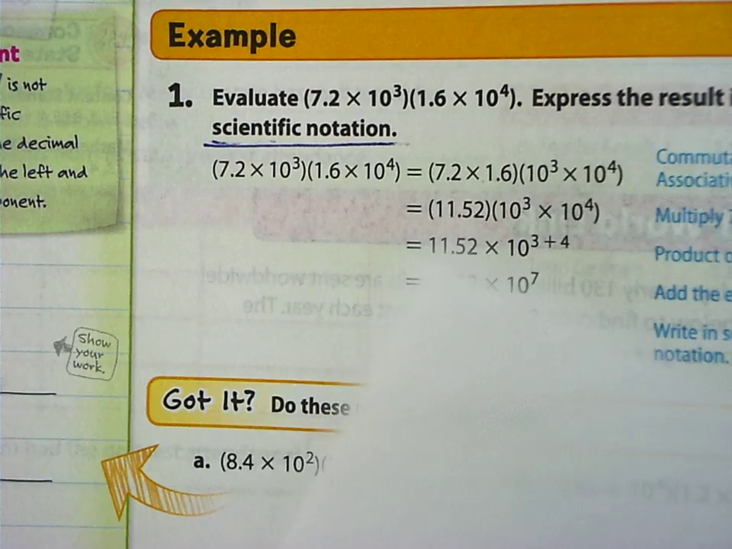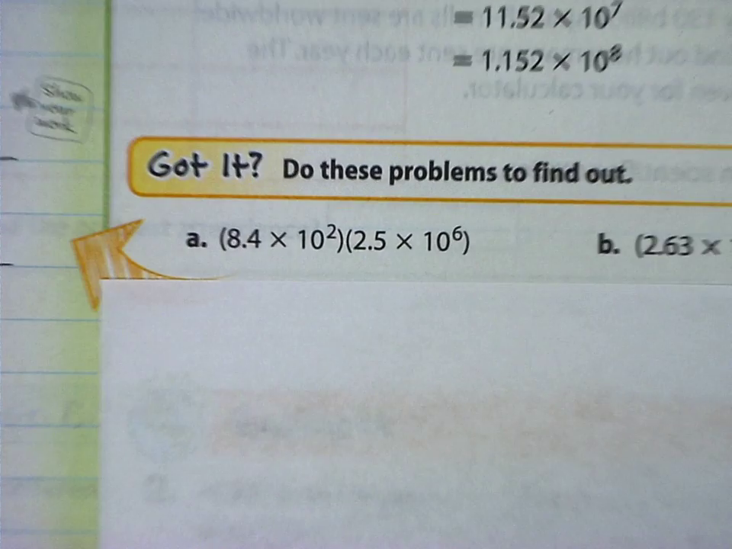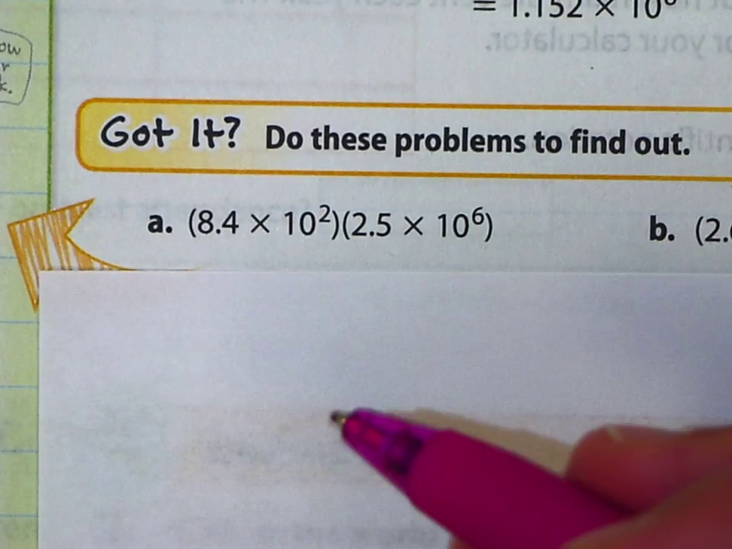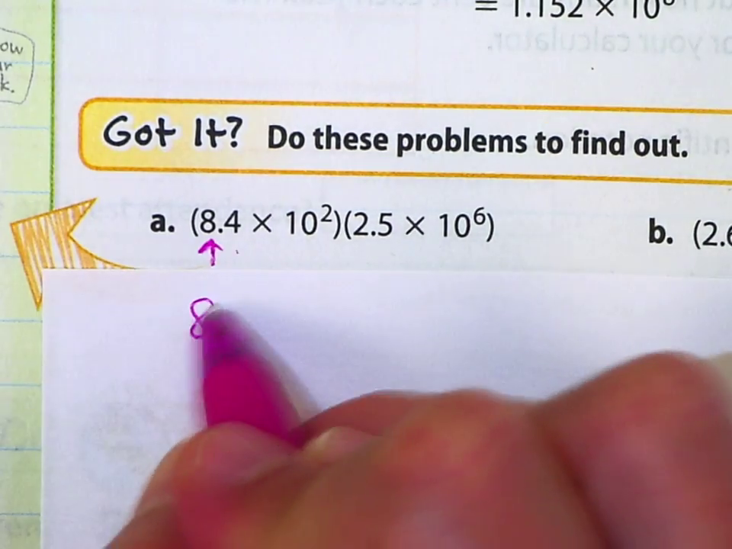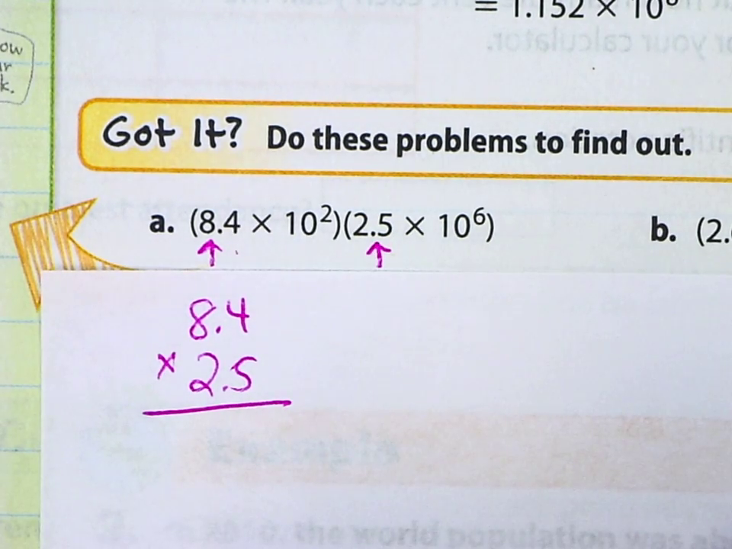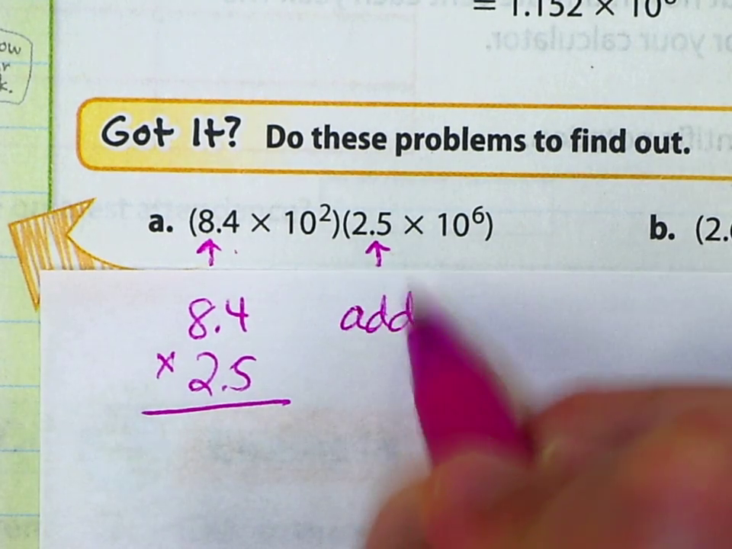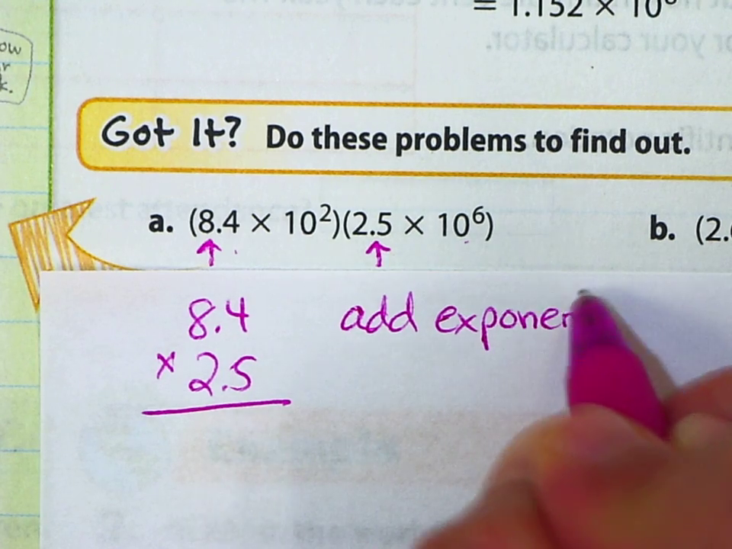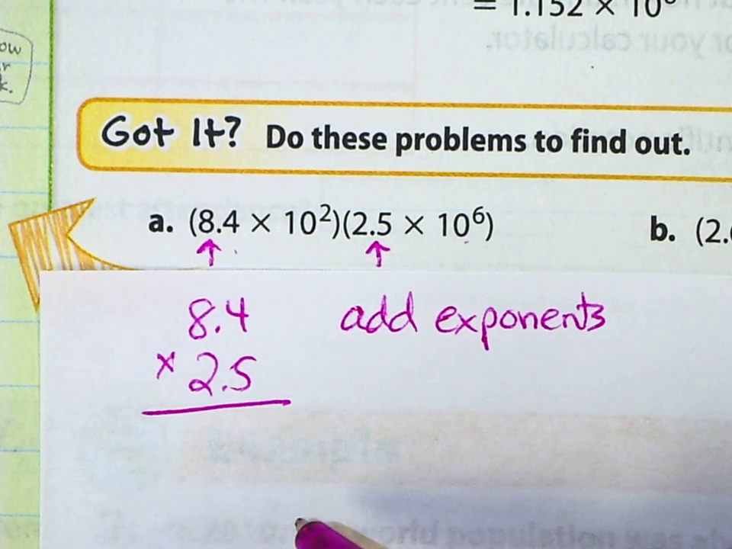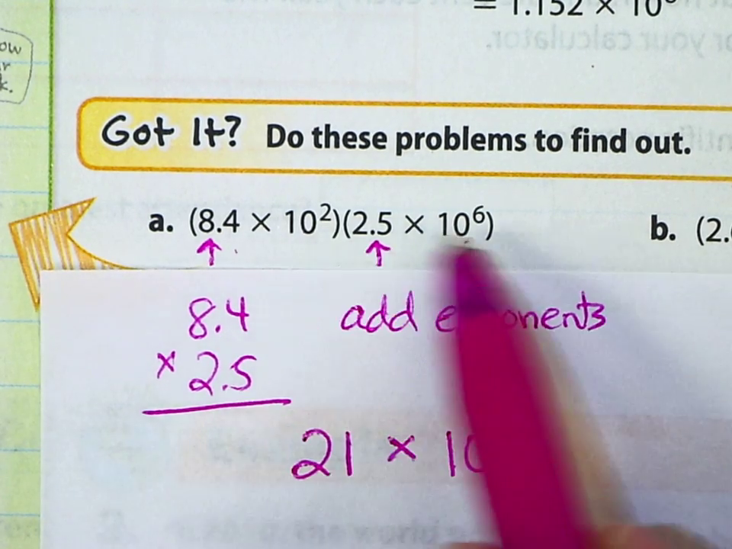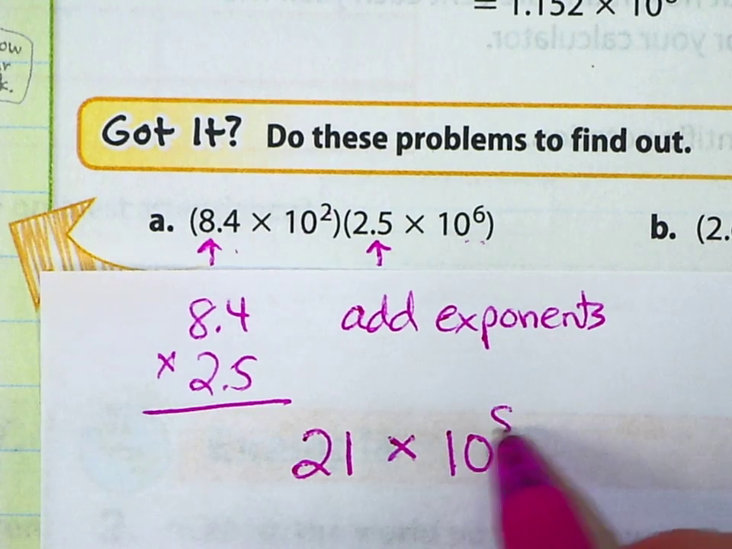Okay, let's try another one of those. Let's look at the got it problem, and you do this with me in your book. We have another multiplying problem. Remember, we're going to take the two numbers in front, 8.4 times 2.5. Grab your calculators and multiply those. Then we're going to add the exponents because these are the same base, and that's the rule when you multiply the same base. When you multiply these two numbers, you get 21. Then we're going to write times 10. We keep the base of 10 and add 2 plus 6, which is 8.